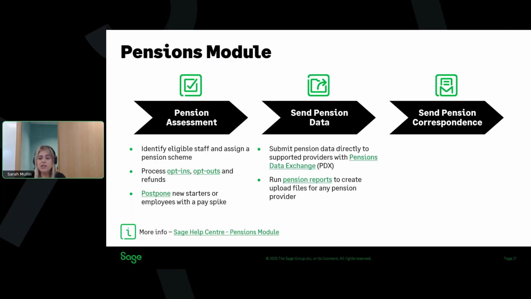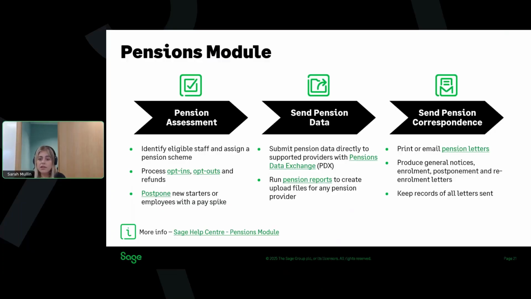You've got your send pension data, so you can submit your details to your provider. That's either going to be via pension data exchange or by a file upload. And then you've got your send pension correspondence, which is going to keep you compliant with communication duties. So it stores records for any audit purposes. And that ties back to the ongoing duties that we talked about at the start of the webinar. So those are going to be your 3 key features there.